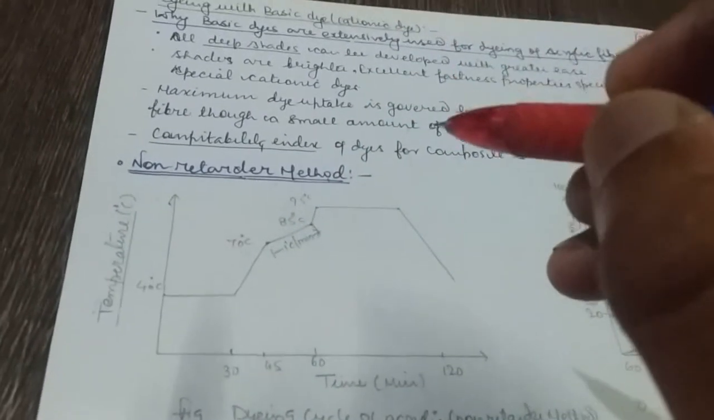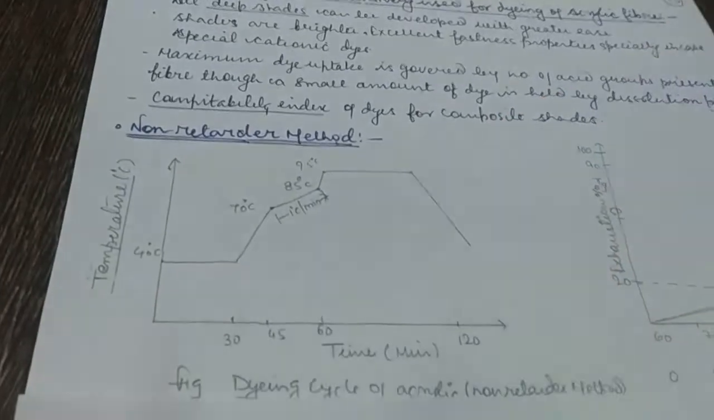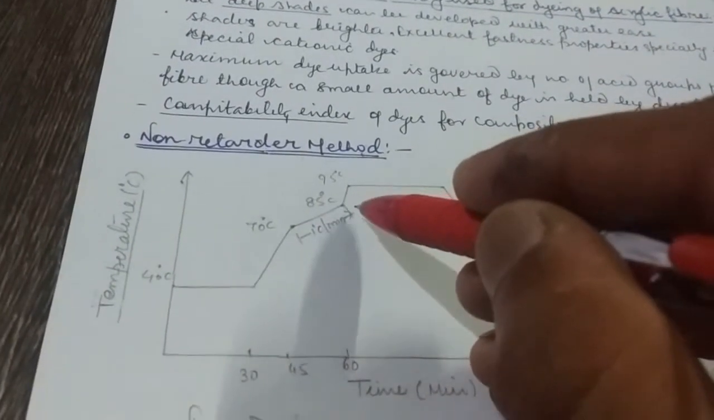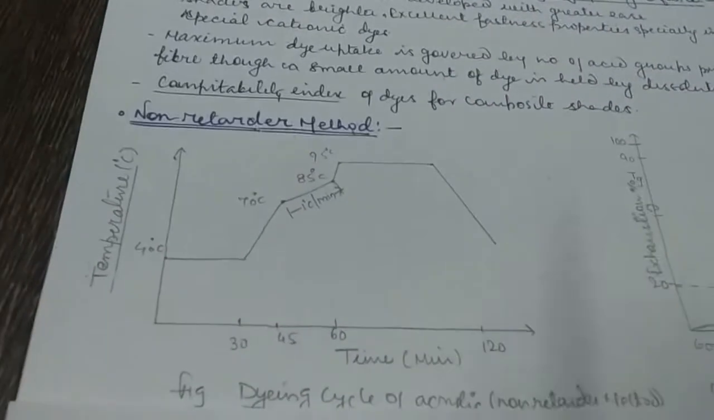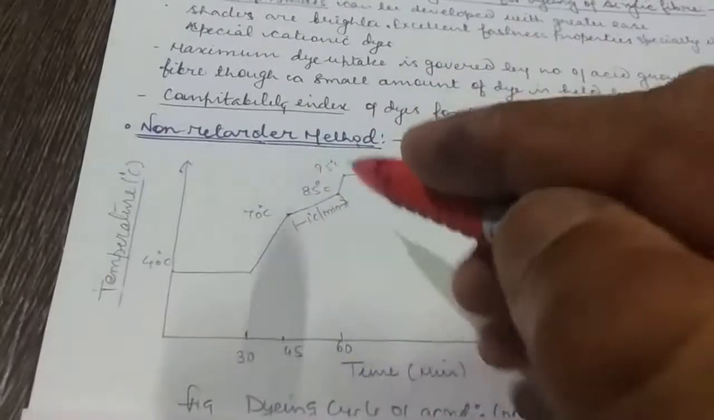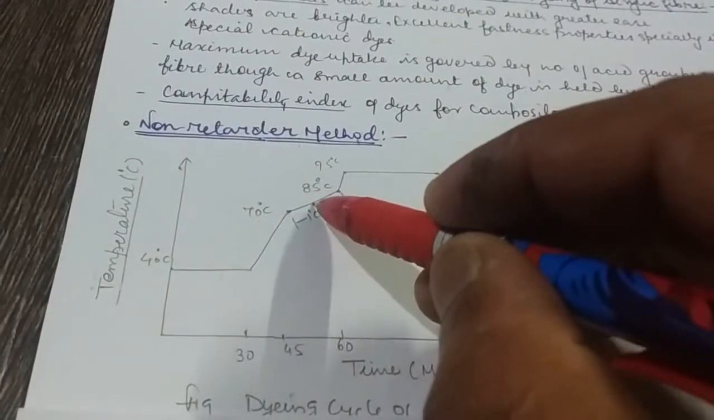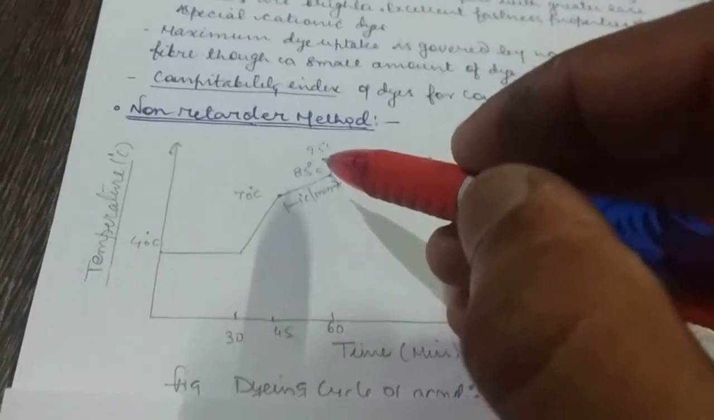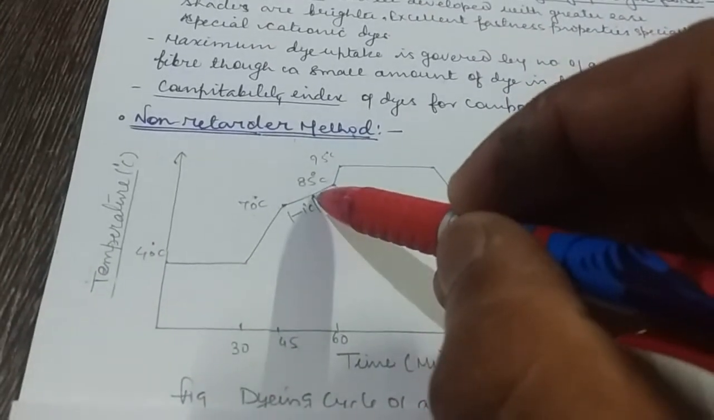After 70 degrees the rate of heating is reduced, and from 70 to 85 degrees centigrade the rate of heating is minimized to 1 degree centigrade per minute, because especially after 80 to 85 degrees centigrade the maximum exhaustion of the dye bath takes place. That is why the rate of heating is controlled very precisely here.